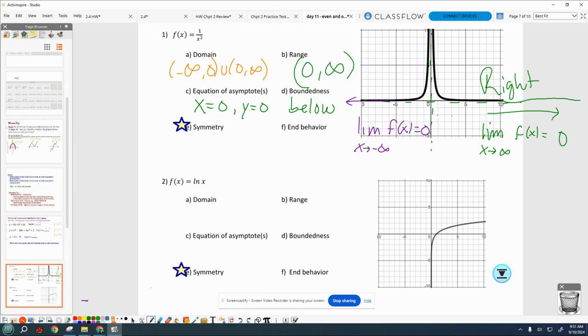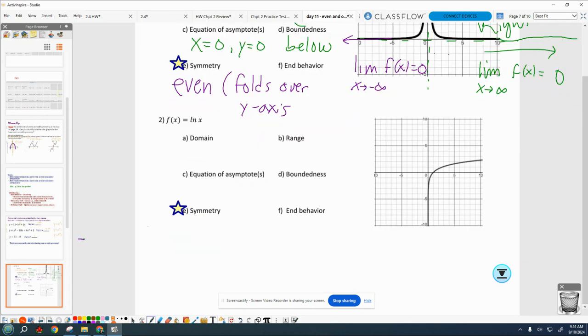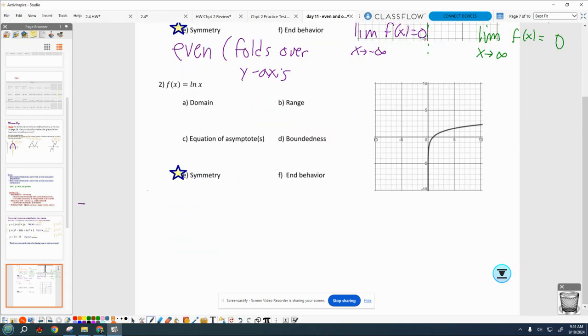Is it even? Does it fold over the y-axis? I think it's even, he's not sure about that. Manny, what do you think? Yeah, it's even. Yes, it's even. Folds over the y-axis. Okay. With your partner, can you guys do this one on your own?